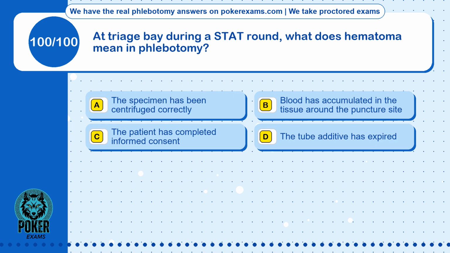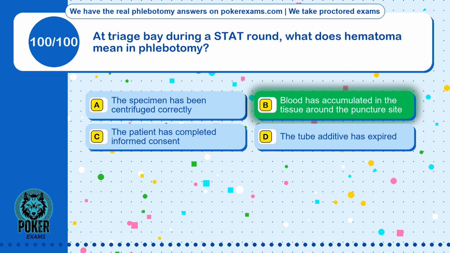Question 100. At triage bay during a stat round, what does hematoma mean in phlebotomy? Option A. The specimen has been centrifuged correctly. Option B. Blood has accumulated in the tissue around the puncture site. Option C. The patient has completed informed consent. Option D. The tube additive has expired.